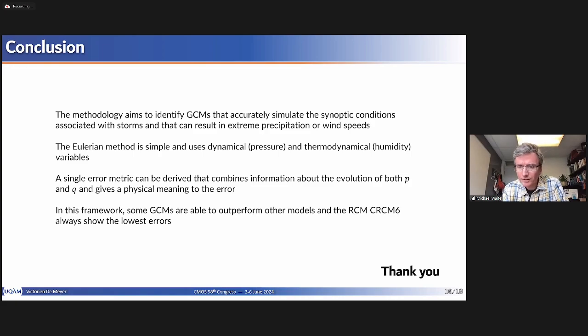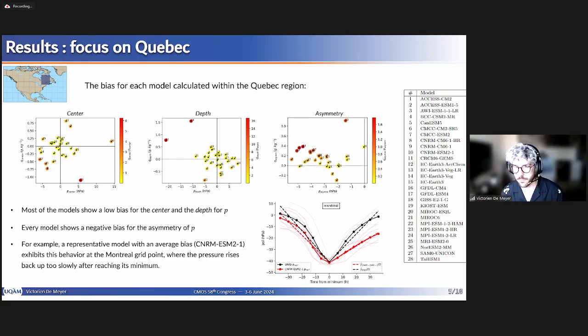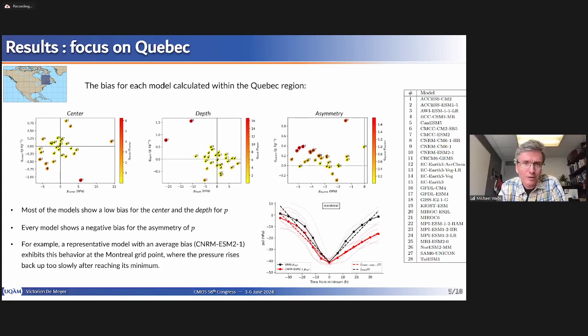Maybe I'll ask a quick one. So a lot of the models seem to have similar error. I think on your last slide, you showed that most of them had negative bias for asymmetry. What is the mechanism for that? What are the models all doing wrong?